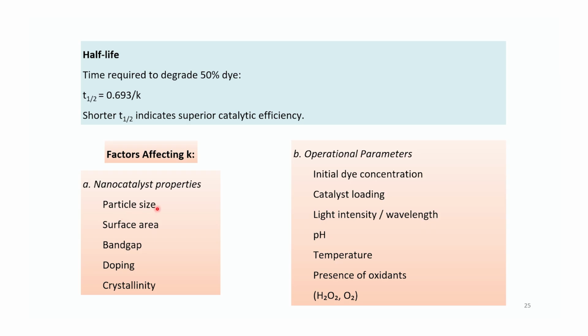As you already know, smaller particle size means higher surface area, and also a higher band gap. If you remember my previous lectures, I have already told you this. So the smaller the particle size, the more the surface area and band gap, and all these factors make it a better catalyst, as the absorption capacity will be more because of the higher surface area. It will be able to absorb more dye molecules, and then it will act as a better catalyst. Doping also helps in functionalization, and crystallinity also affects the rate constant.